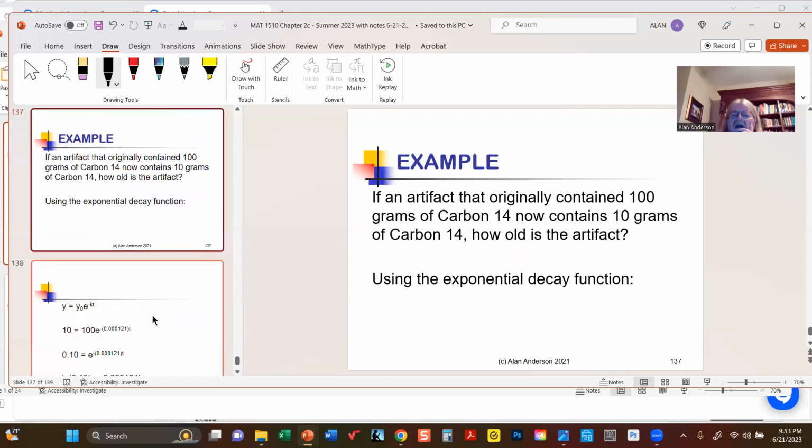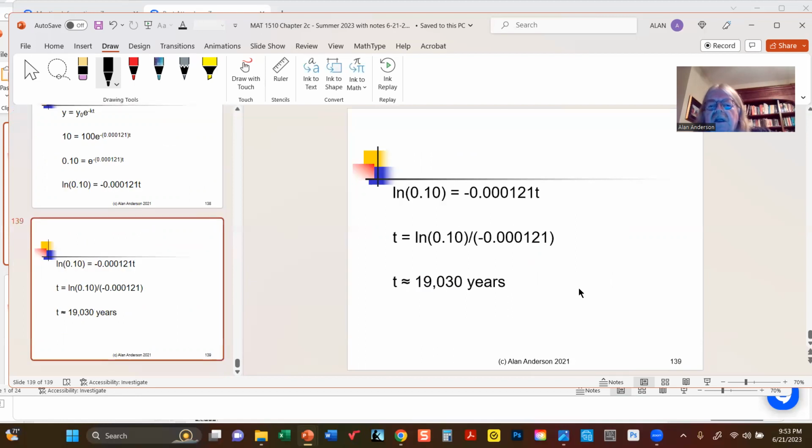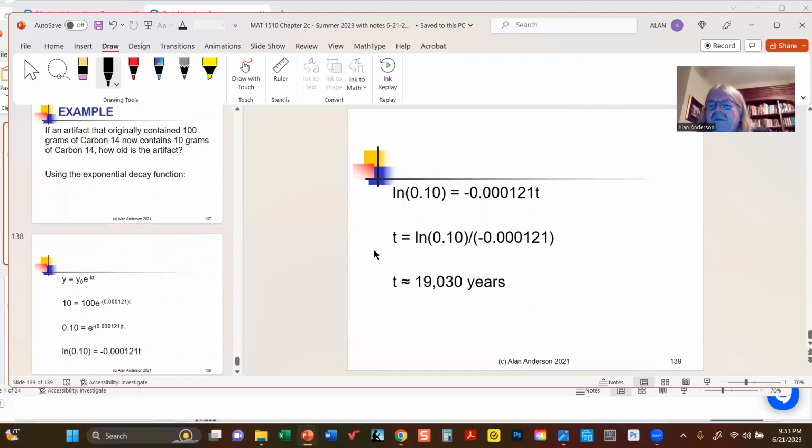So if we started out with an artifact that had 100 grams of carbon-14, now it only has 10 grams left. How old is the artifact? And this is exactly how this is done in practice. So we use the exponential decay formula. We have that decay rate of 0.000121. We're solving for t. We take the natural log of both sides. And wow, 19,000 years. That's going back pretty far.